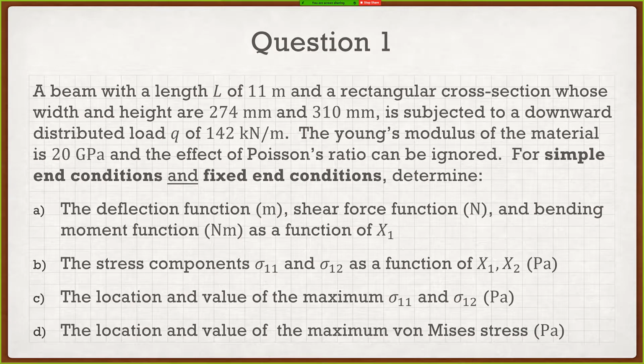So let's begin. Question number 1 says, a beam has a length L of 11 meters and a rectangular cross section whose width and height are 274 millimeters and 310 millimeters, and it's subjected to a downwards distributed load Q of 142 kilonewtons per meter. It says the Young's modulus of the material is 20 GPa, and the effect of Poisson's ratio can be ignored. For both a simple end condition and a fixed end condition, determine A, the deflection function in meters, the shear function in newtons, and the bending moment function in newton meters as a function of x1.